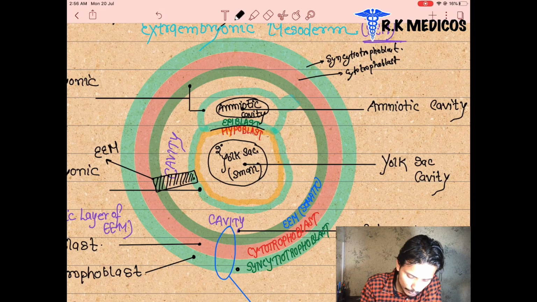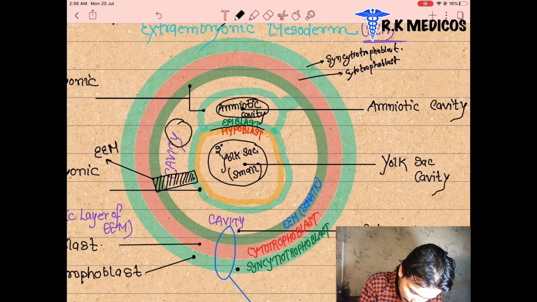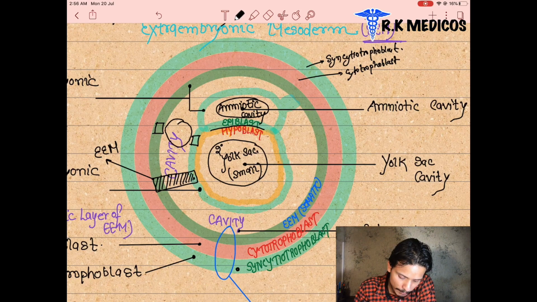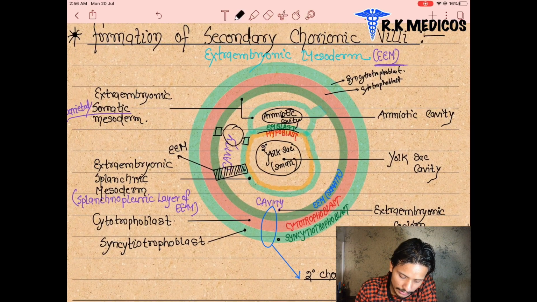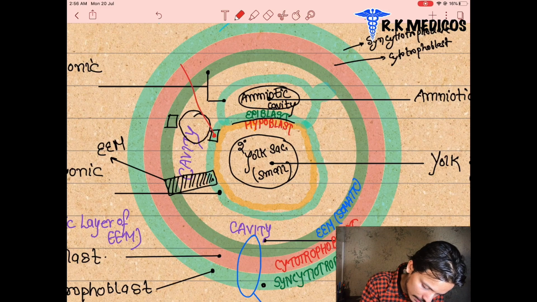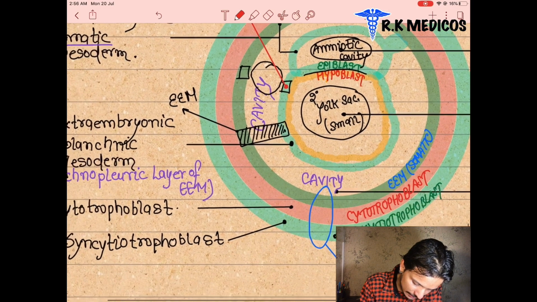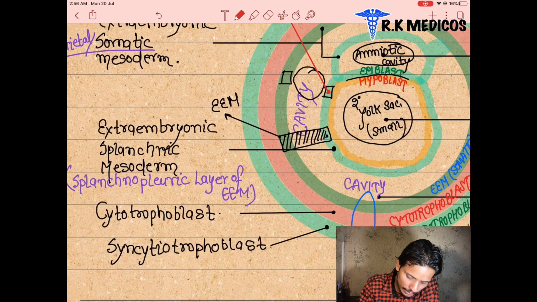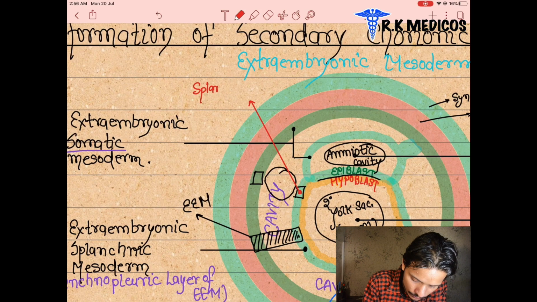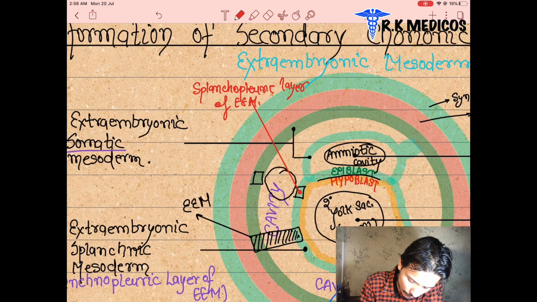In this whole region you see one cavity, and one membrane here and one membrane here. This is basically the separation of the extra embryonic mesoderm into two parts. The inner structure is called the splanchnopleuric layer of extra embryonic mesoderm. And what is this one called?